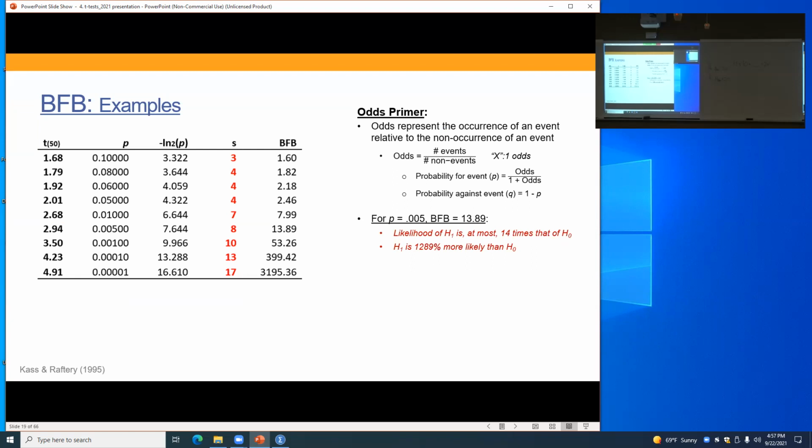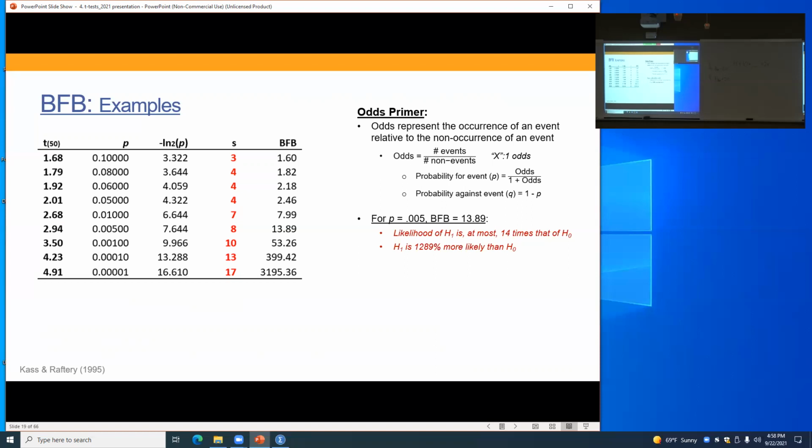It's better than not, right? But it's much less once we start to work down here. For our p of .005, we take this number and subtract 1 from it and say the alternate hypothesis is 1,289% more likely than the null.